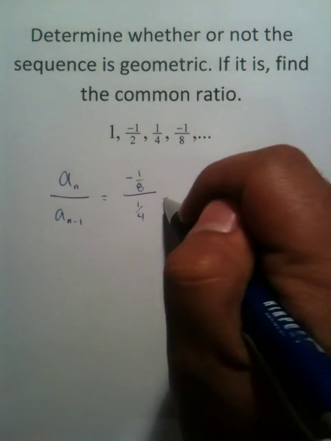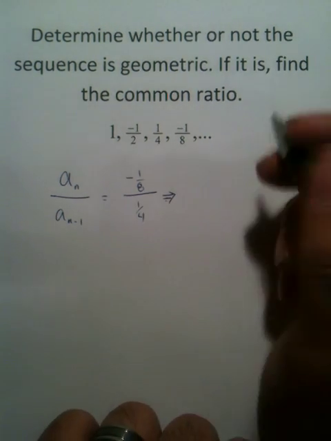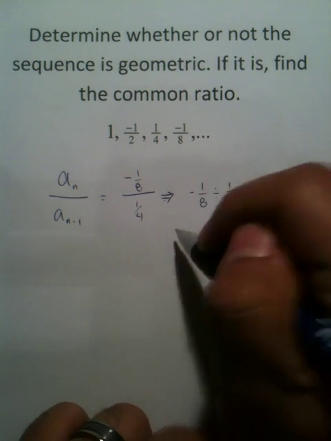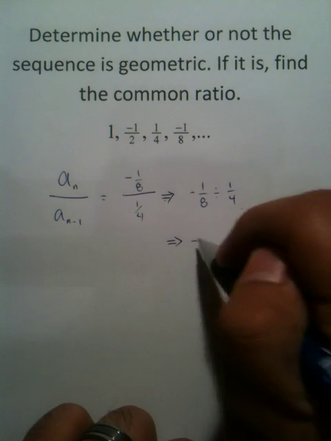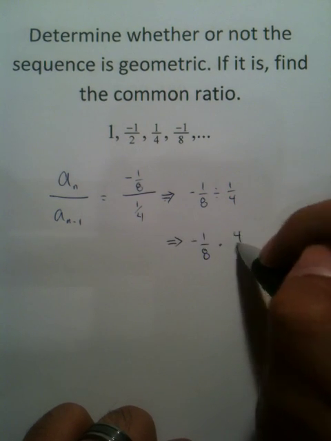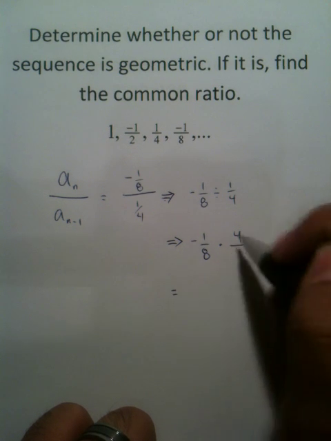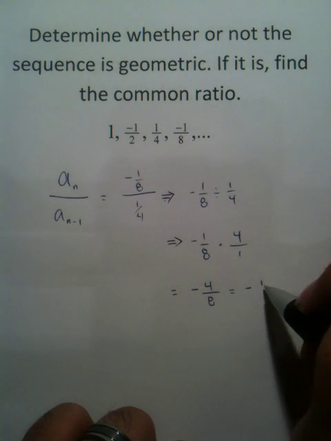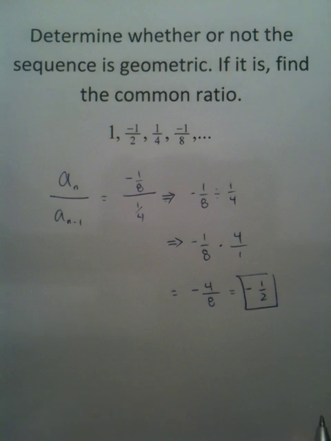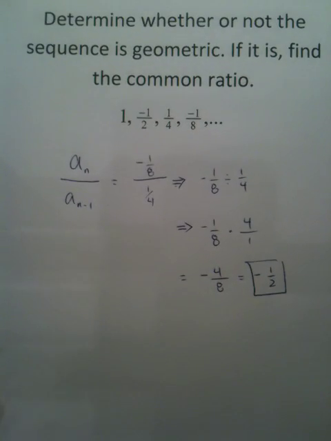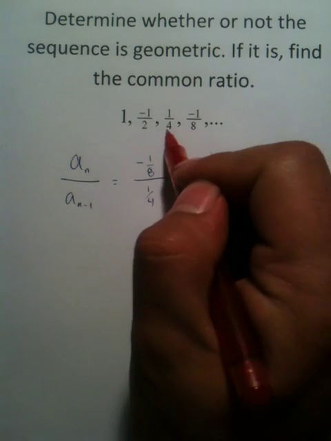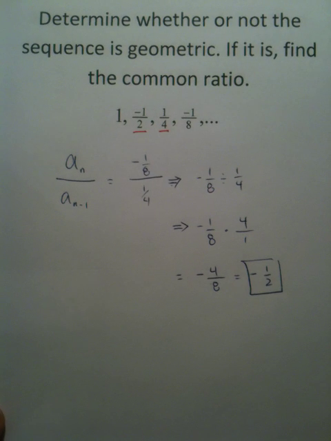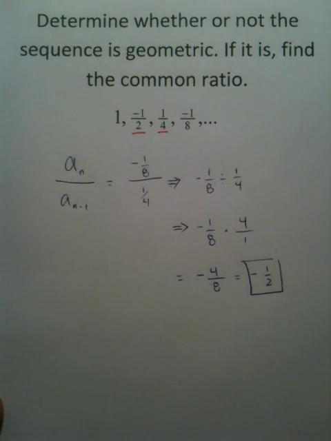Well, we're going to rewrite that as a more appropriate way of doing fractions. Negative 1/8 divided by 1 over 4, which obviously turns into negative 1/8 times 4 over 1, which is equal to negative 4 over 8, and that reduces down to negative 1/2. Now we know we're going to have a common ratio if we take this term divided by this one, and if we get negative 1/2, then we found our common ratio, and we can determine it's a geometric sequence.